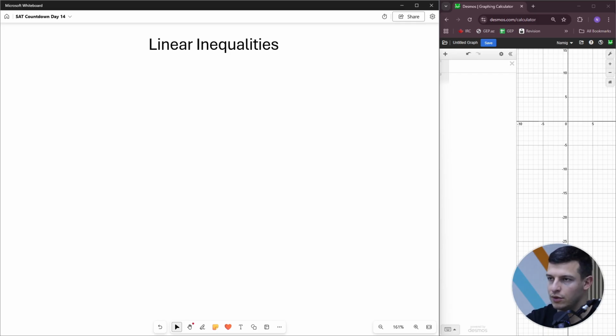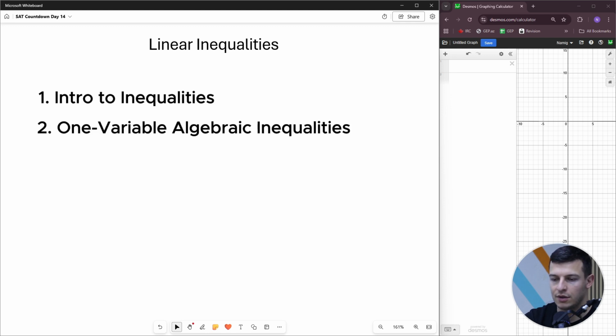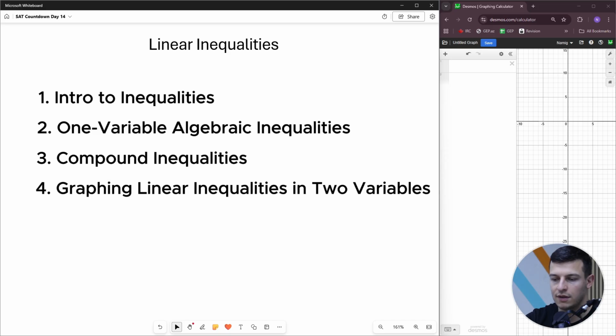down into a few subparts. So we're going to do a little introduction of inequalities and what they are, how they might be useful. Then we're going to look into solving simple one-variable inequalities, followed by compound inequalities, where we have inequalities on both sides of the equation. Then we're going to look into graphing linear inequalities in two variables. We might use some help of Desmos here. Then we're going to look into word problems with inequalities.